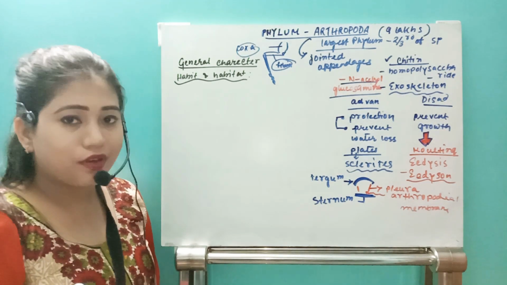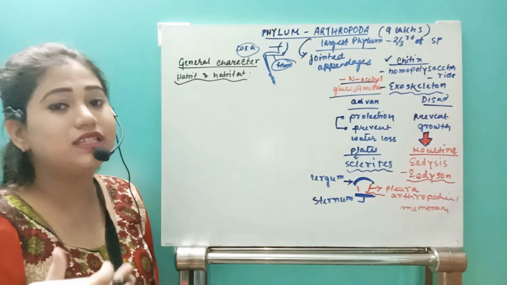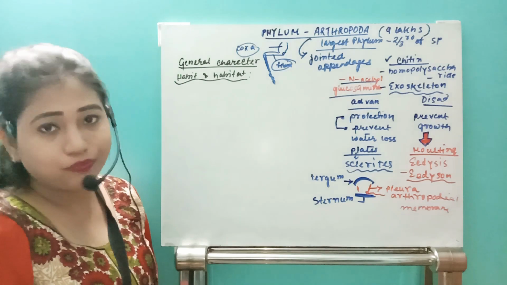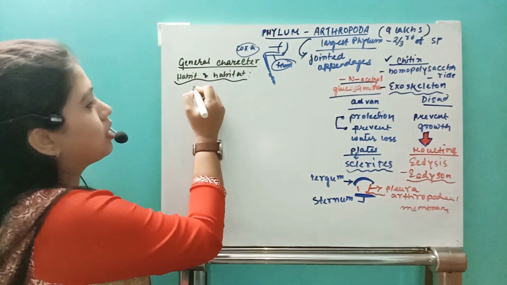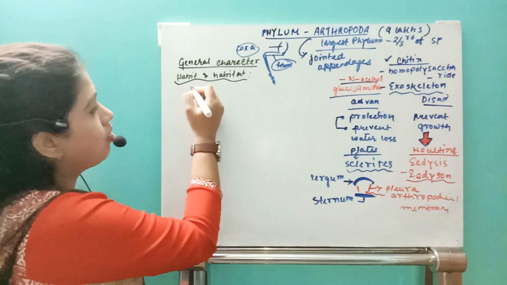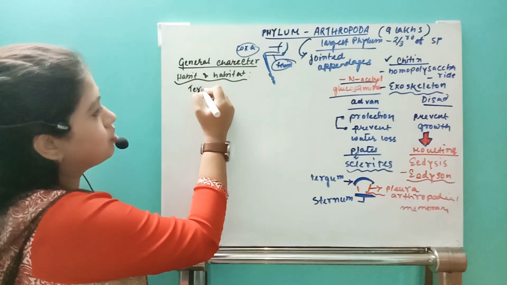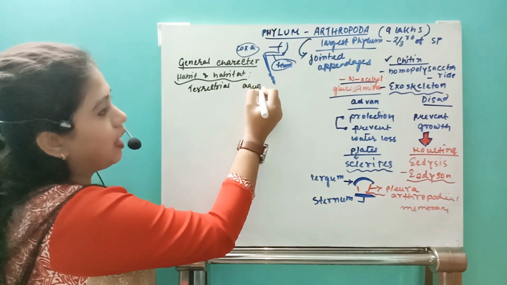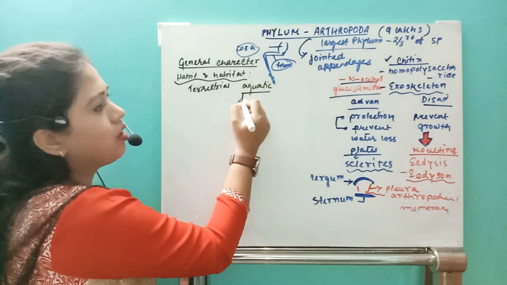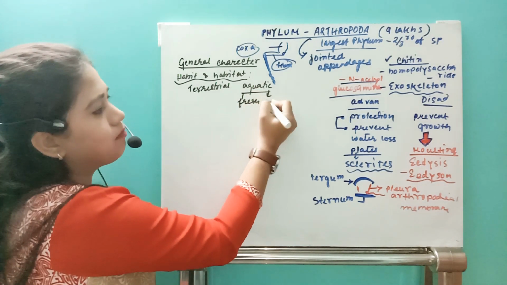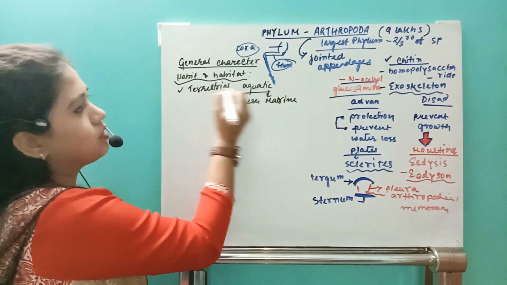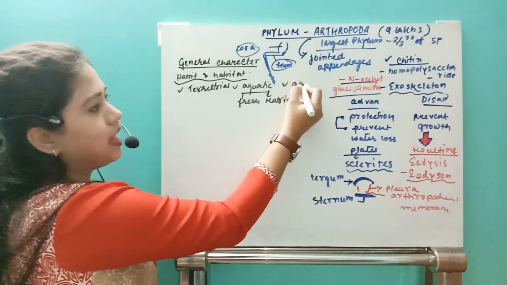Okay, so for the first time another habitat is added, that is the aerial, who can fly in the air. Now this organism can have all the habitats. What are they? They can be terrestrial, they can be aquatic. Aquatic means both freshwater and marine water. So these are terrestrial, aquatic as well as aerial.